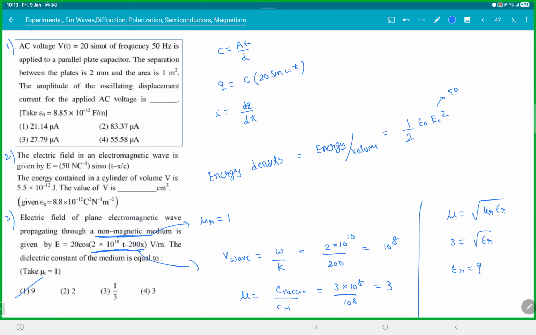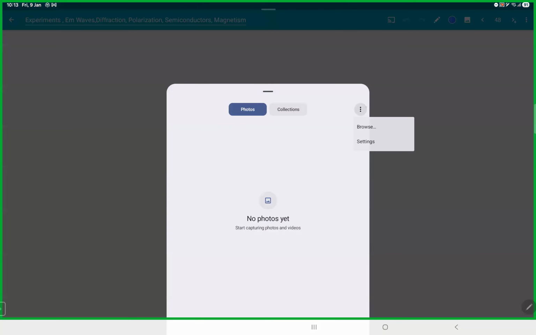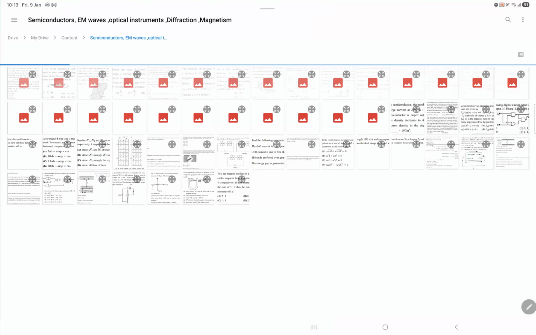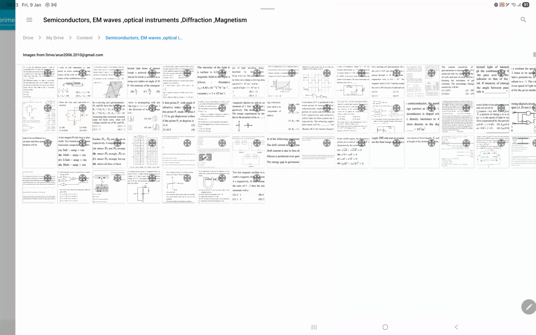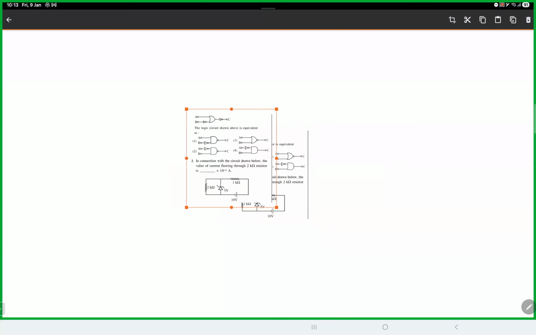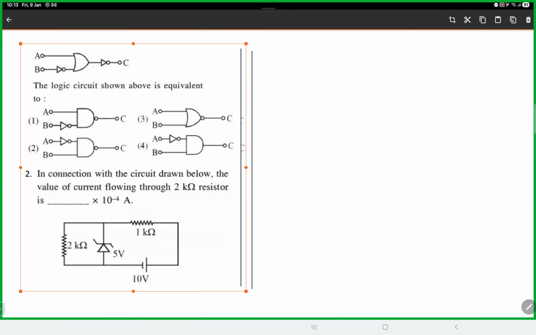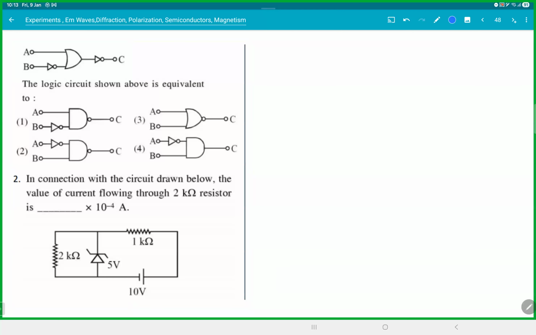Non-magnetic medium, matlab mu r is equal to 1. Do you guys remember that result for diamagnetic? What is mu r? Less than 1. It is repulsive in nature. Let's get these two. And these are easy ones, but let's see.